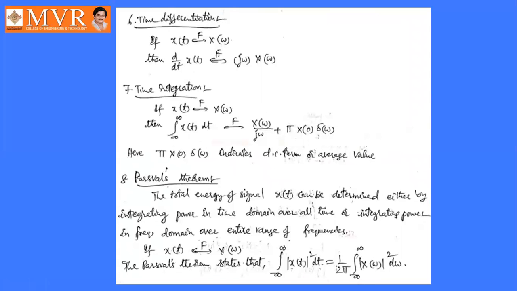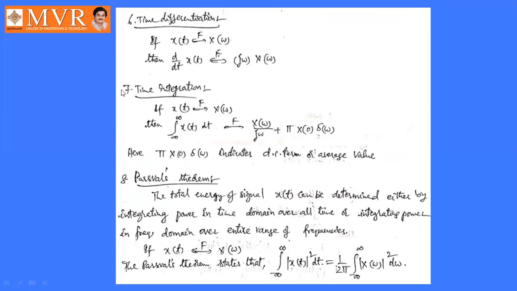Next one is the time differentiation property. Time differentiation is differentiation. We are differentiating the function x of t. So how is it defined? If the Fourier transform of x of t is X of omega, then the Fourier transform of d by dt of x of t is nothing but j omega into X of omega.